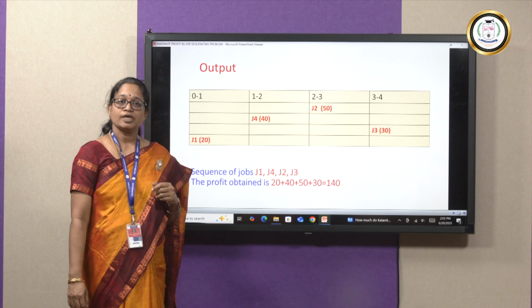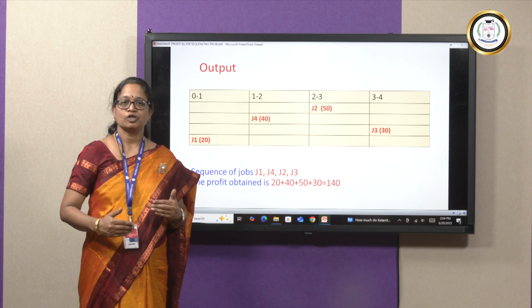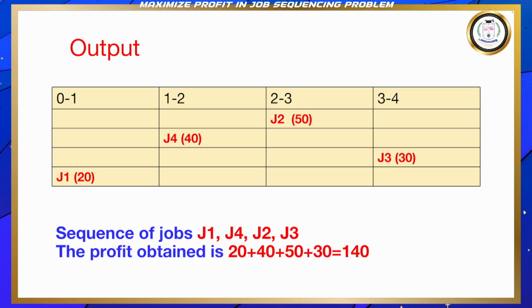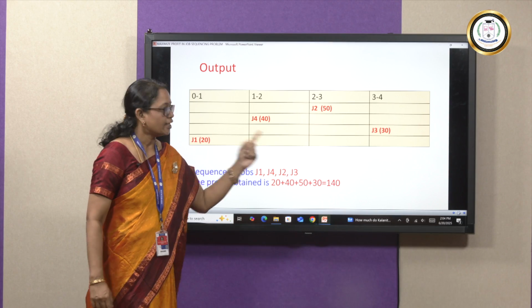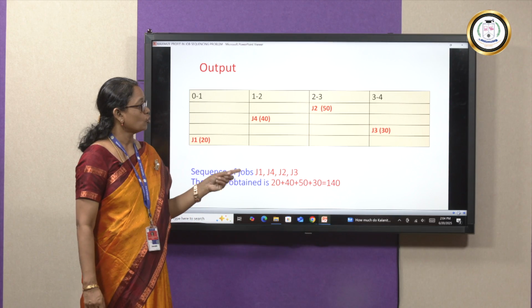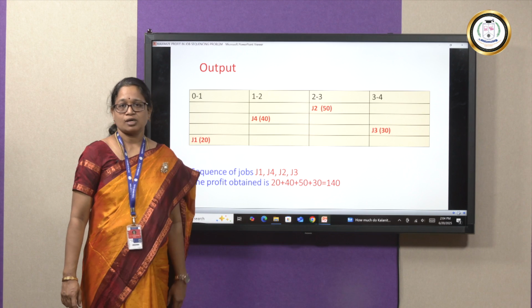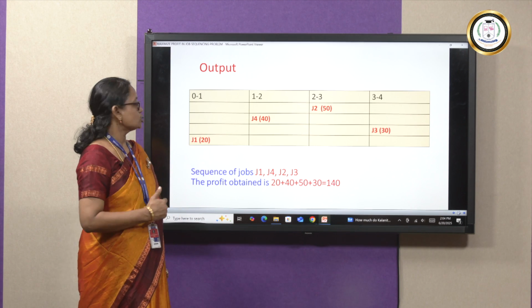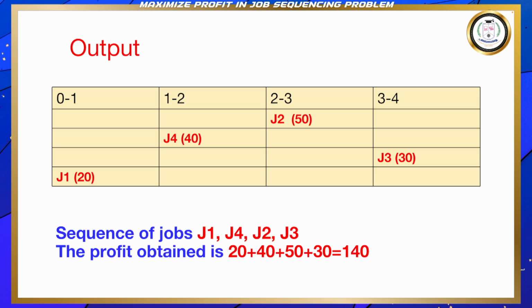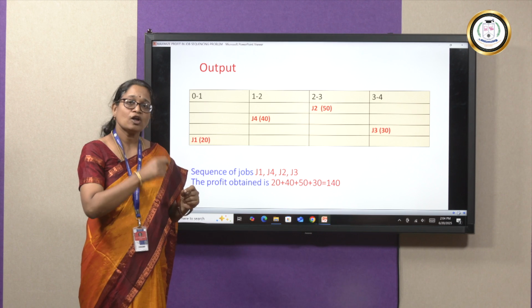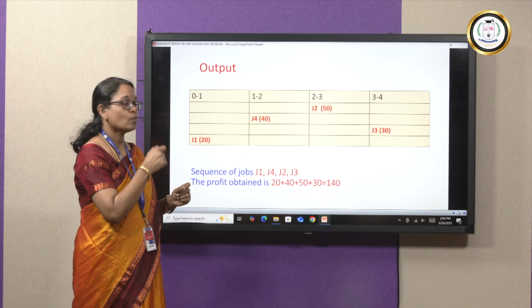Next comes the job J4, which is the next maximum profit job, which is 40. J4 has the deadline 2, so that time slot is available, and it is fit in that time slot. Next comes job J3, its deadline is 4 and it is fit into that time slot. Then the next job is J1, which has the deadline 2, but in that time slot we already have another job J4. So it cannot be fit in that time slot 1 to 2.